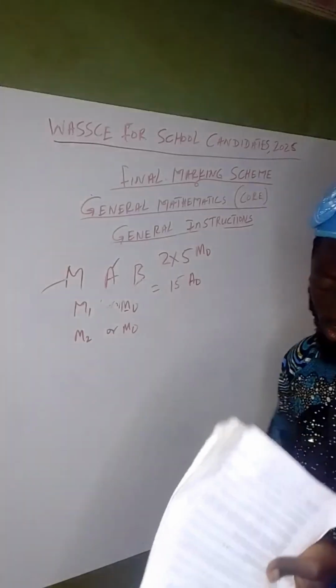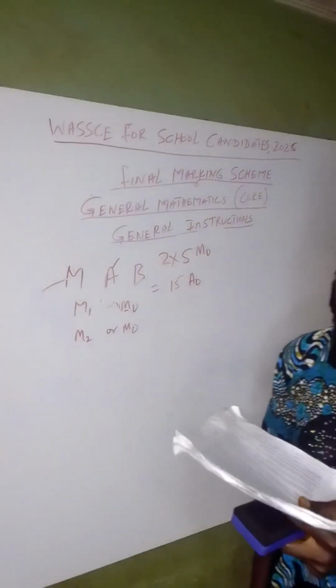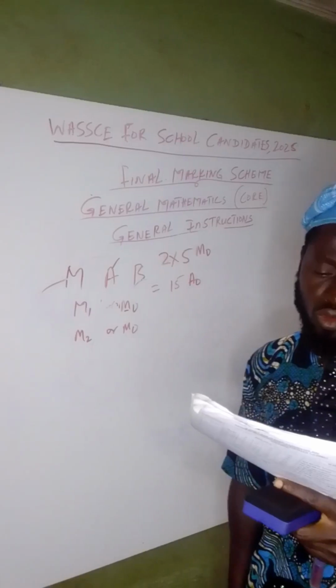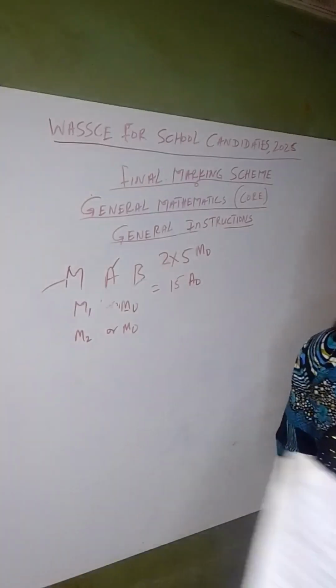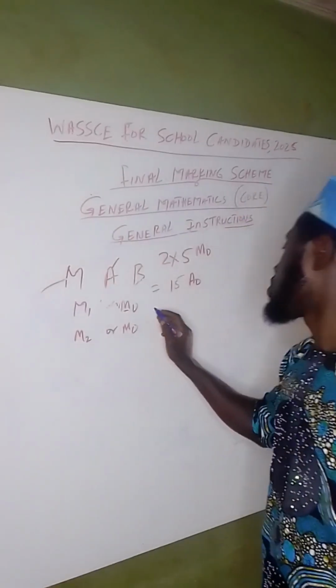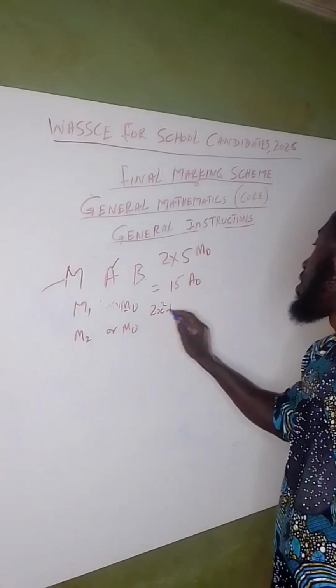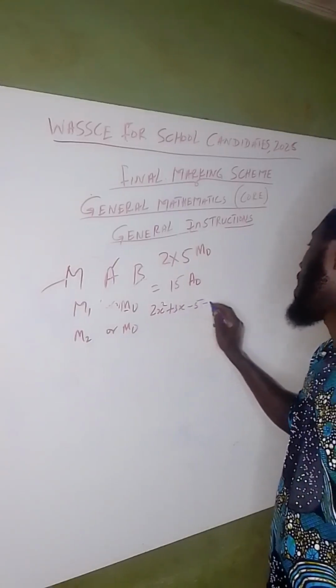Once the method is shown here, even if your answer is correct, you will not have the accuracy. Instruction 3: deduct 2 for mis-reading of data. Let me explain that. Mis-reading of data. For example, the question asks us to solve 2x squared plus 3x minus 5 equals 0.